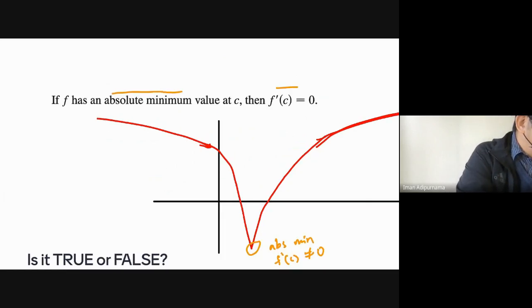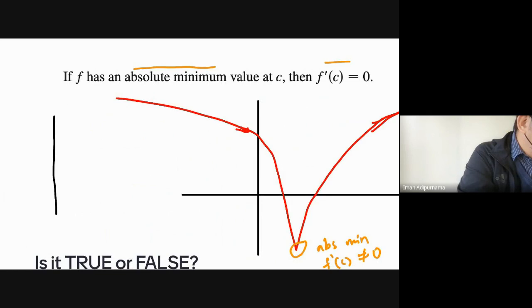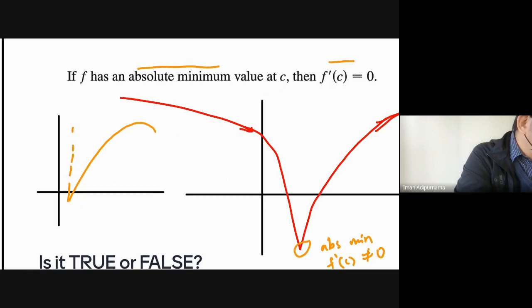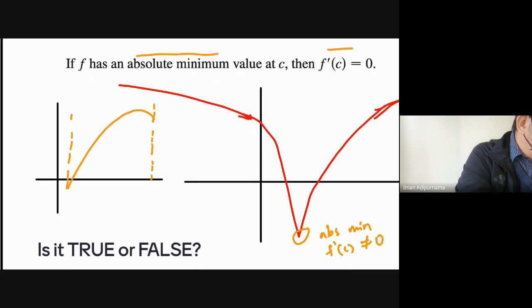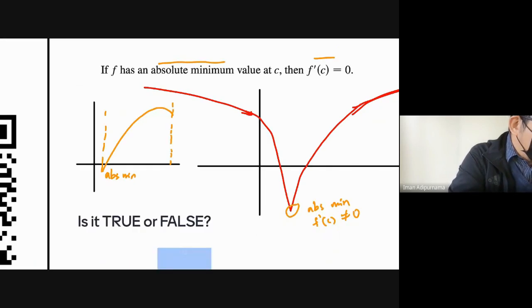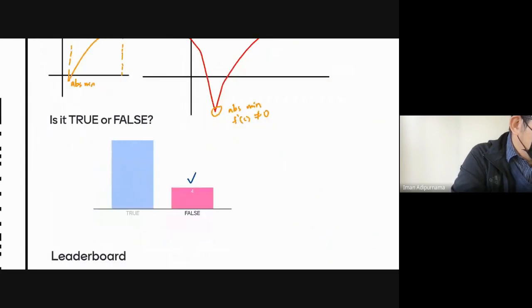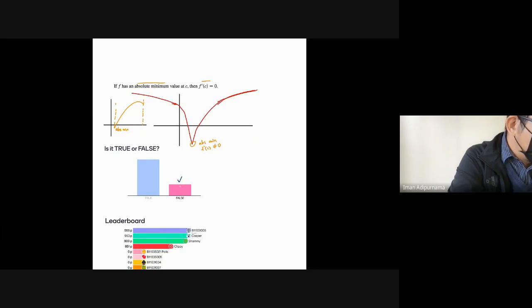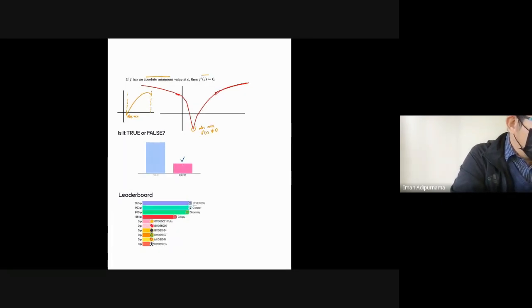Or maybe your point is at the end point like this, and we are not sure whether f prime c is 0 or not, right? So this will also be an absolute minimum if we have a domain or interval. So the answer will be false. That's the first question from last Friday.